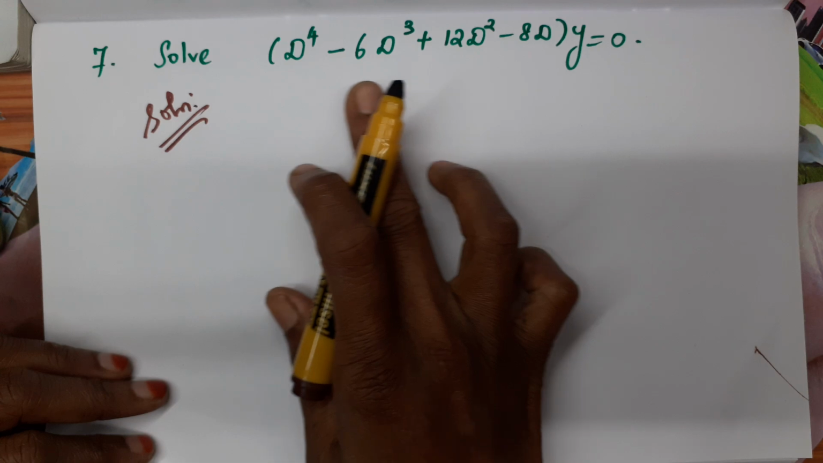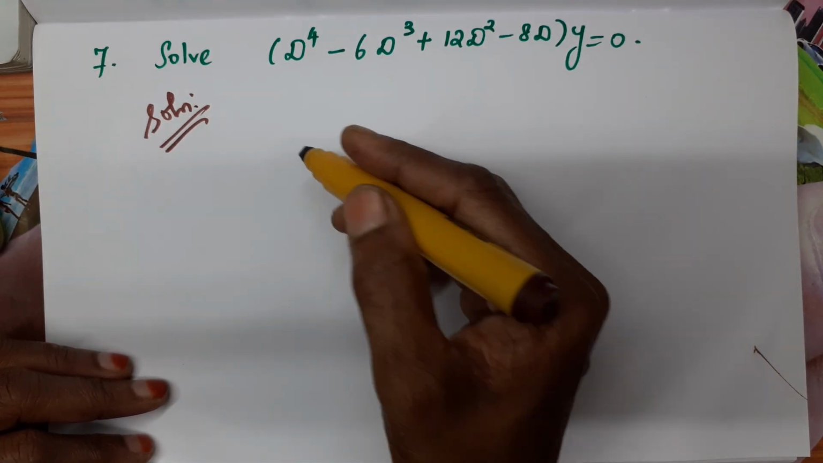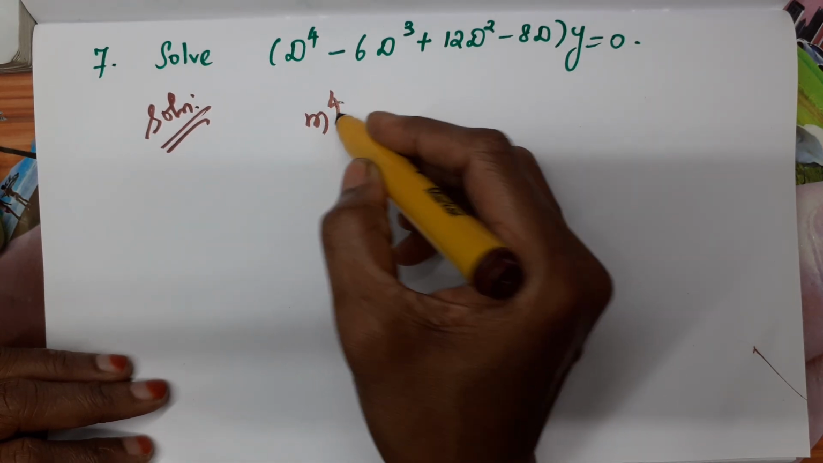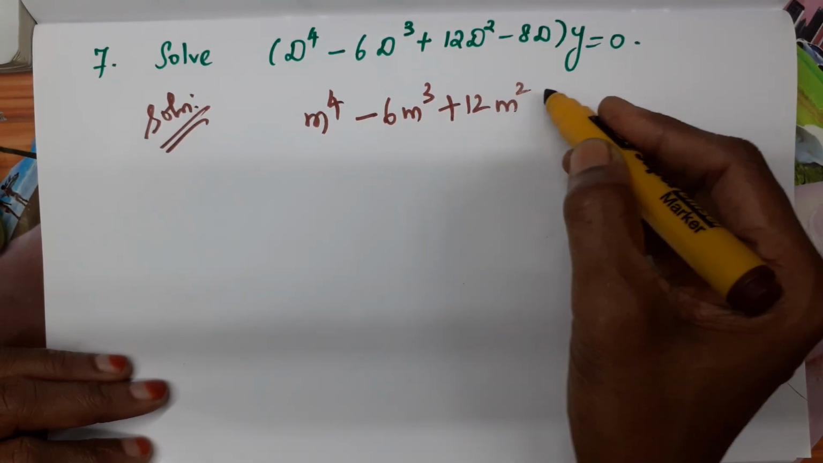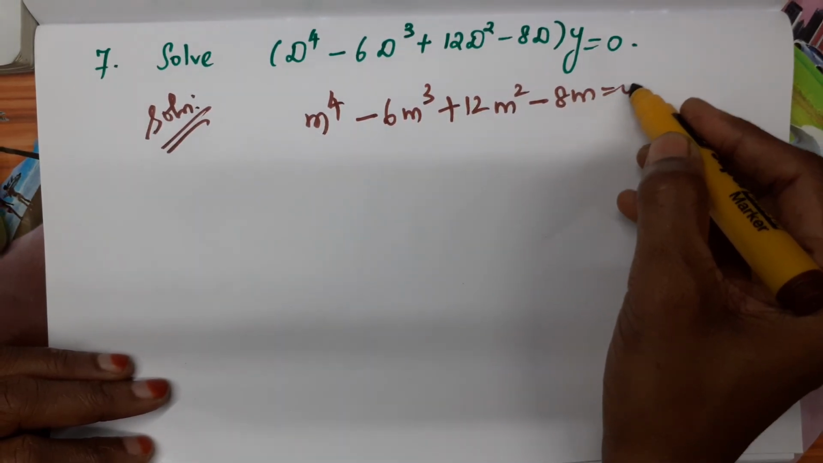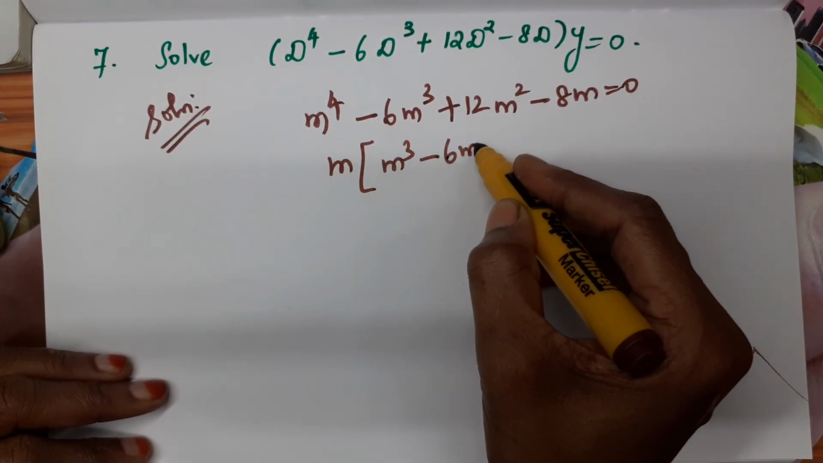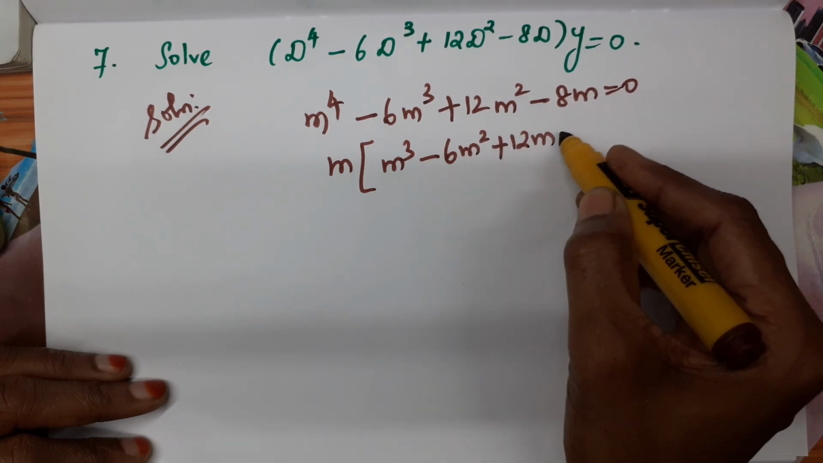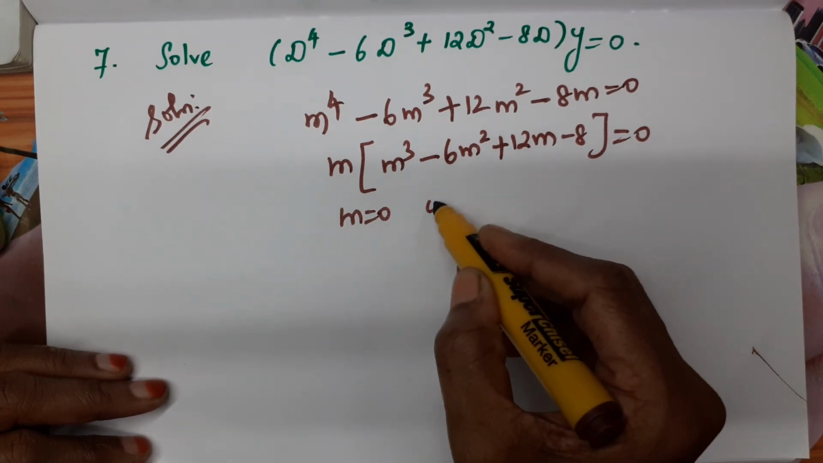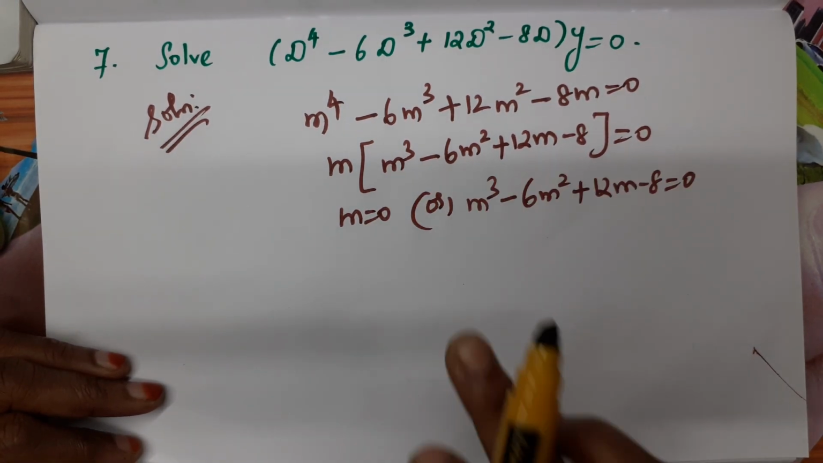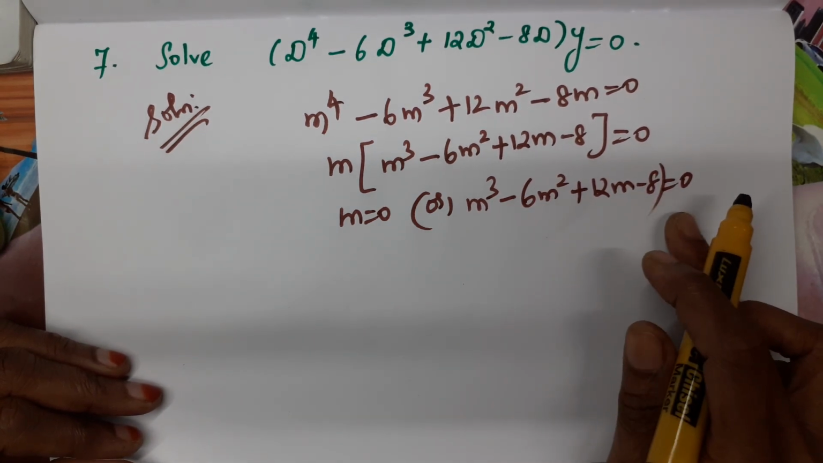The next problem we have is D power 4 minus 6D cube plus 12D squared minus 8D. So what's the auxiliary equation? m power 4 minus 6m cube plus 12m squared minus 8m equal to 0. All are having m common, so m cube minus 6m squared plus 12m minus 8 equal to 0. So either m equal to 0 or m cube minus 6m squared plus 12m minus 8 equal to 0.